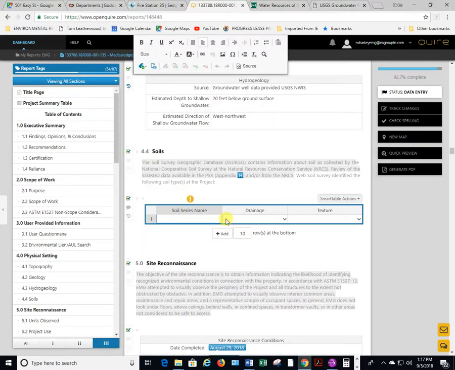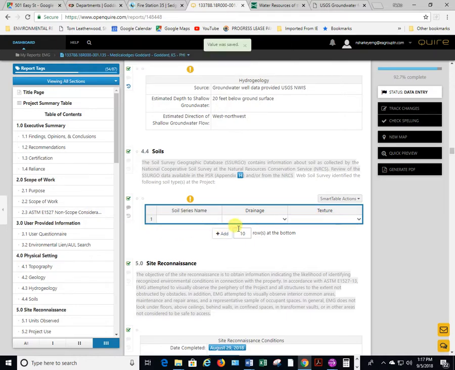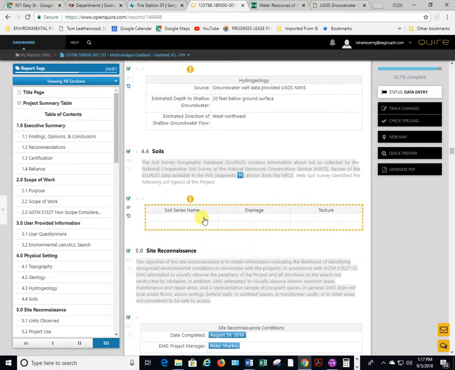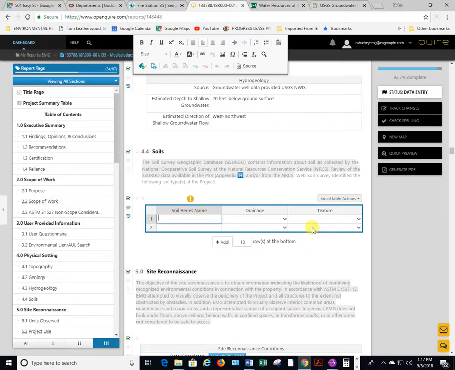Now first, I only have room for one entry, but I know I have to add two for this site. So see right here it says add. How many rows do you want to add? They default and always put 10 in there. I don't know why. But we just want to add one more. We got one. We're just going to put one more in there. Now we have two rows, and we can enter two different names.